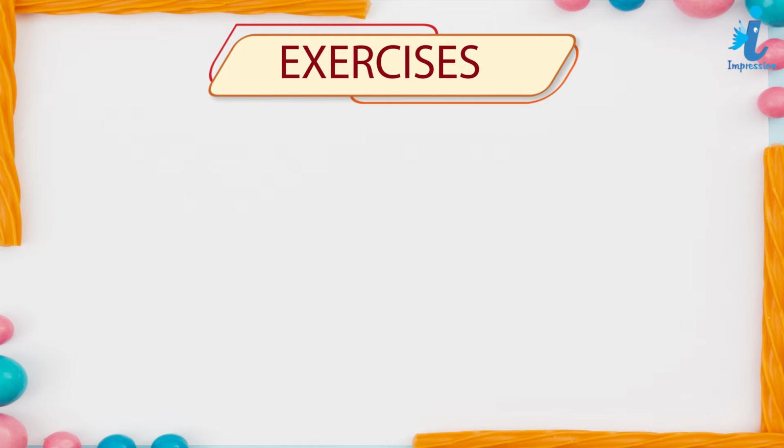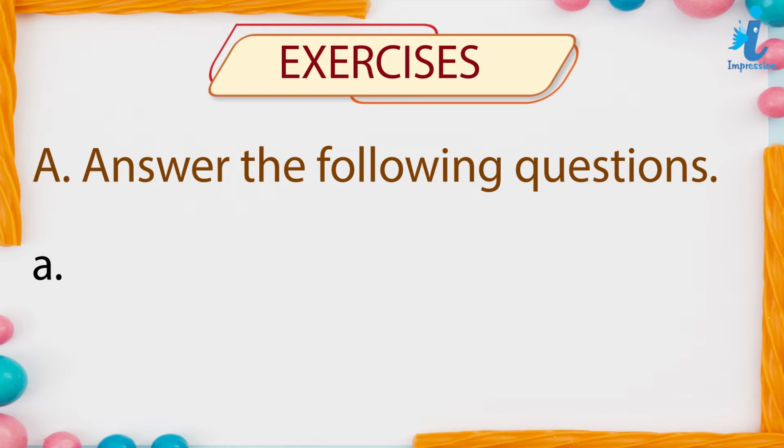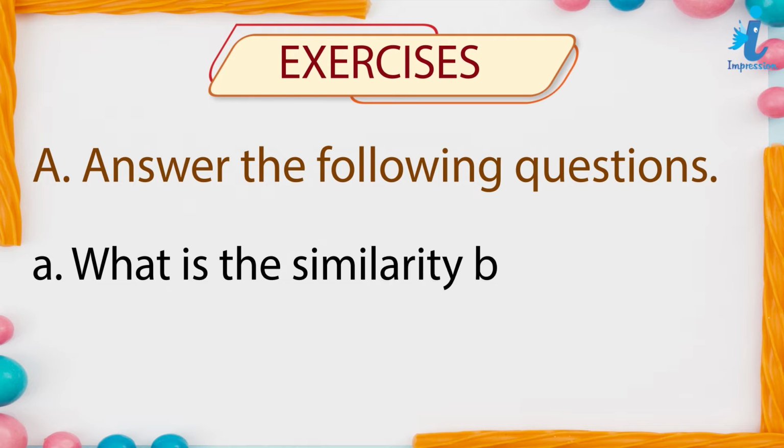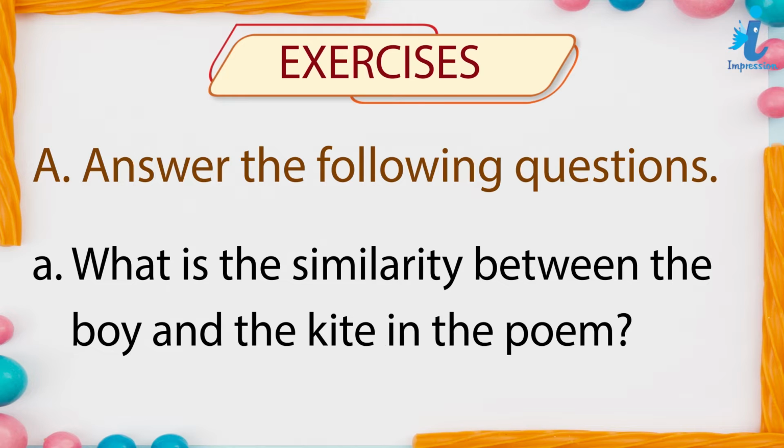Exercises. Answer the following questions. A. What is the similarity between the boy and the kite in the poem? Answer. The boy and the kite are similar in such a way that, like that helpless paper kite, the boy often finds himself stuck in simple arithmetic.